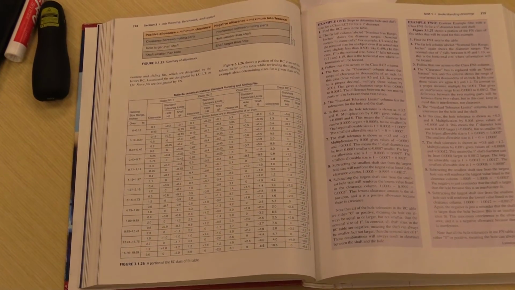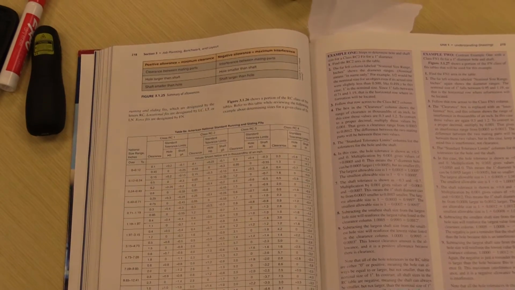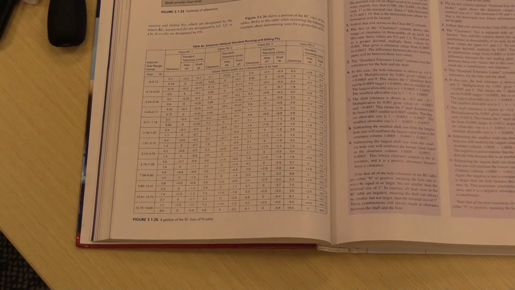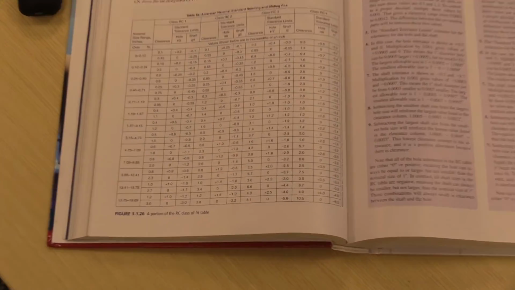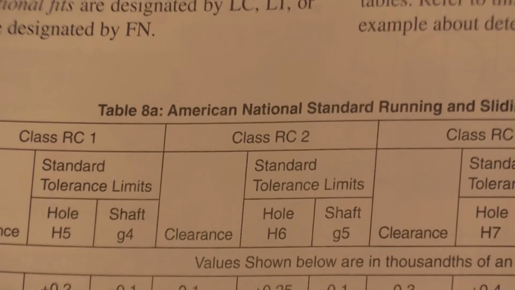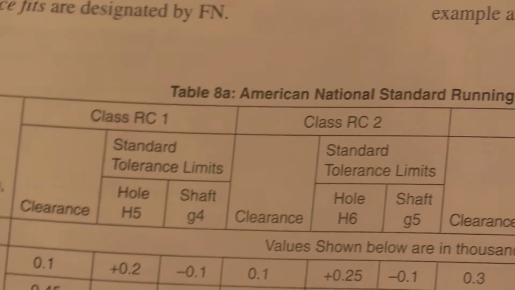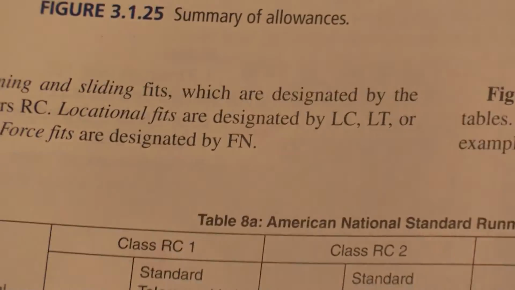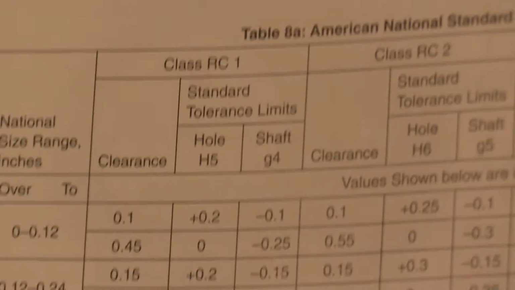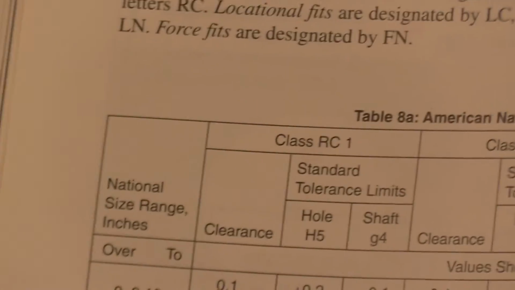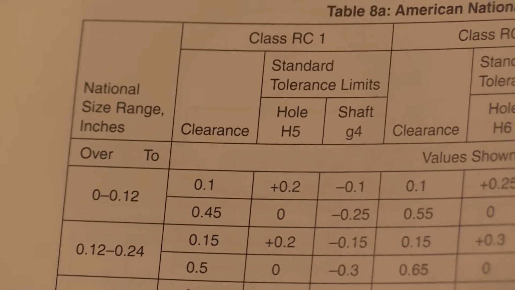All right, so in our book, we talked about the fits and how they are considered. So here are the running and sliding fits, okay? American National Standard running and sliding fits. And you can see there's a class RC1, class RC2, class RC3. Okay, so these are the class specifications of a type of fit.